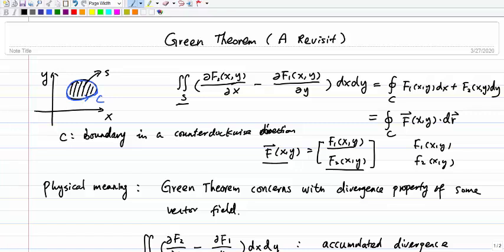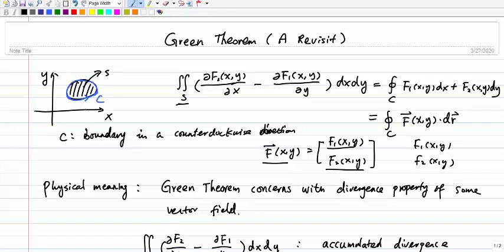In this video, I'm going to continue talking about the Green Theorem. So this lecture, I'm going to focus more on the physical meaning of Green Theorem. Later on, I will give one more example to show you how to use the Green Theorem. So let's first do a recap of the Green Theorem.